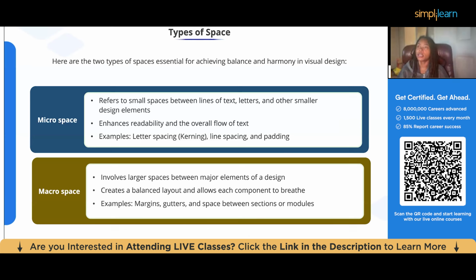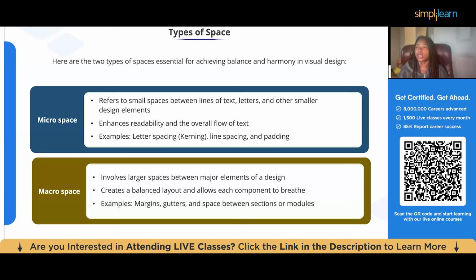First, you have microspace and then next, you have macrospace. To get into microspace, it's referred to as small spaces between lines of text, letters, and other small design elements. It enhances readability and overall flow of text. Some examples are letter spacing, which is kerning, and line spacing, which is leading, but we didn't include that here. And then also have padding.